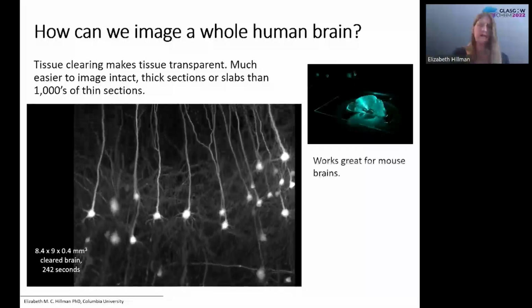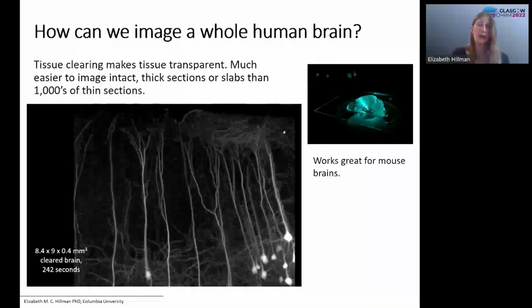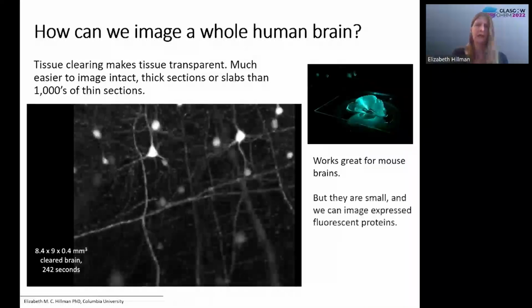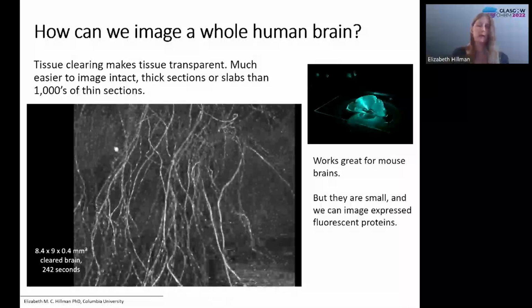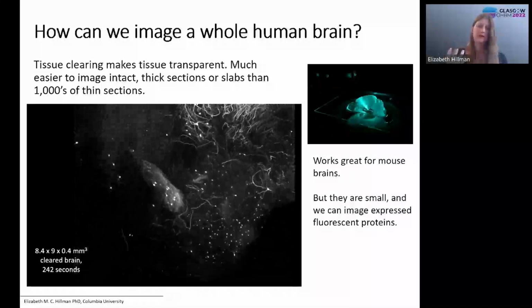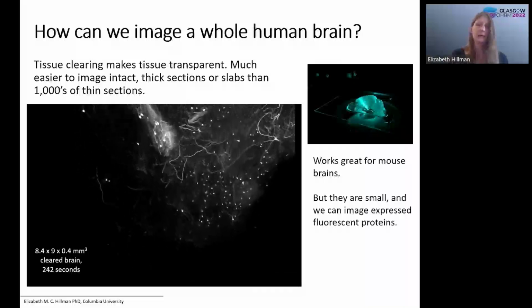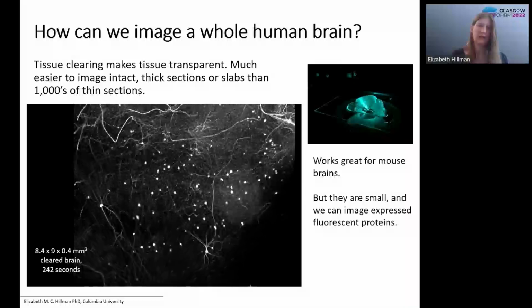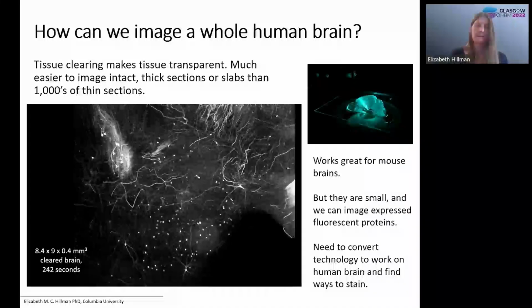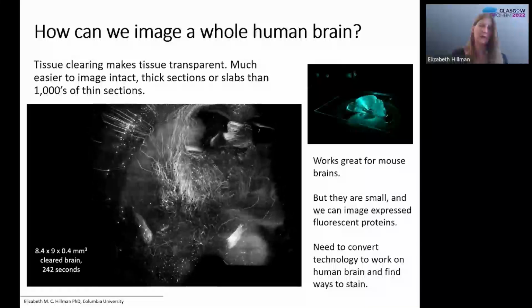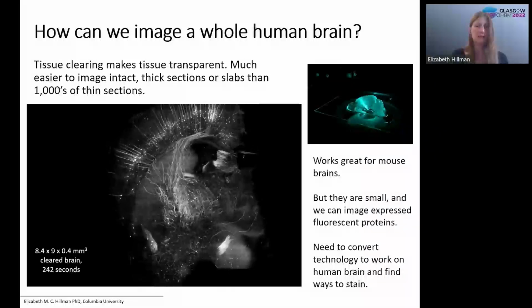So this technology has been really refined and works great for mouse brains, and their smallest dimension is about 5 millimeters. But mouse brains are really small. And also what you're looking at here is a video of an expressed genetically encoded fluorescent protein, which was actually inside of the mouse. And so therefore we didn't actually have to stain this sample. So we need to be able to convert this technology to something that's going to actually work in the human brain, including to clear the brain as well as to stain it.